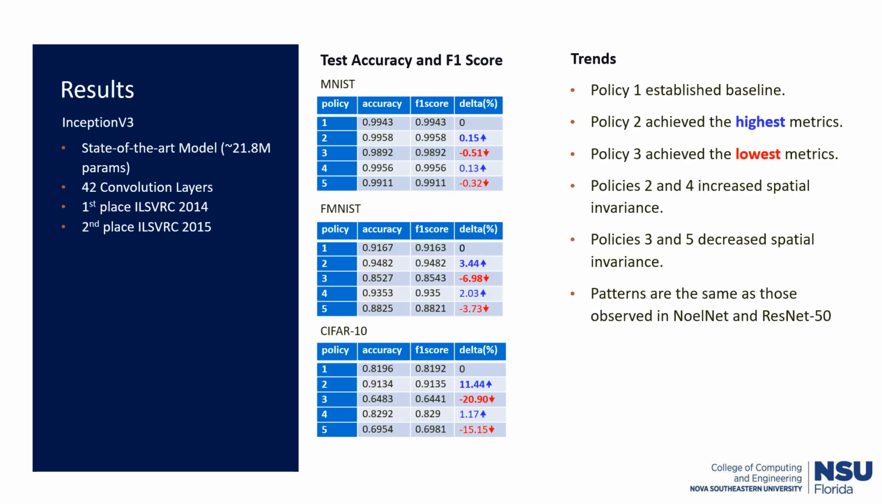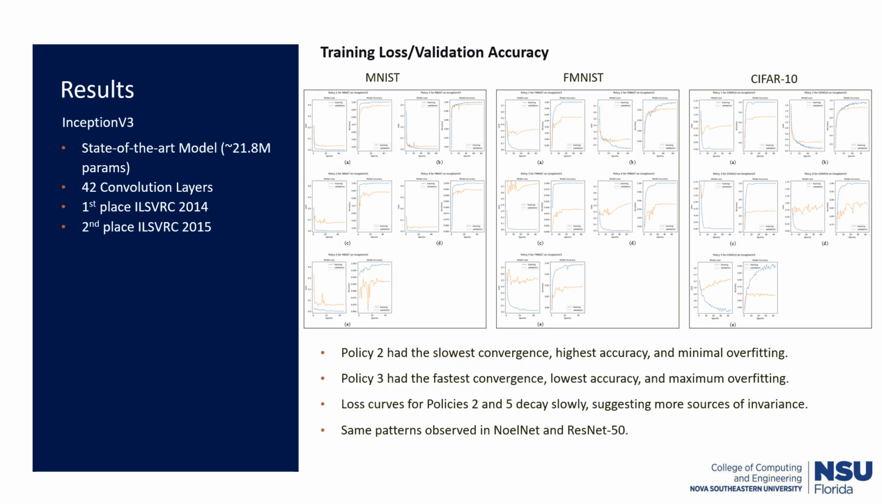Now, InceptionV3, which was a state-of-the-art model, is a 21.8 million parameter model. It's a wider model than ResNet, and what we see is a very similar pattern, where policy 2 achieved the highest accuracies, or the highest metrics, while policy 3 achieved the lowest metrics again. The same was observed with ResNet and NoelNet.